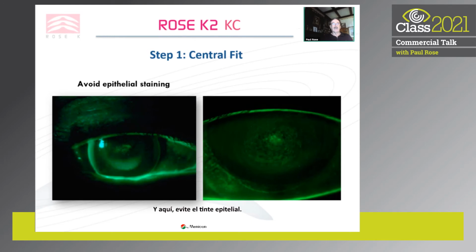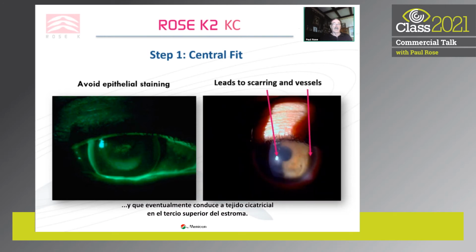And here, avoid epithelial staining. If you leave a lens flat, a patient comes back and this is what you see. This is exactly what you do not want. You want to avoid that at all costs, because it will lead to this sort of circular ring staining you see on the right, and eventually that leads to scar tissue in the upper third of the stroma. So be aware if you see staining over the apex, it's an absolute sign that you need to change something.